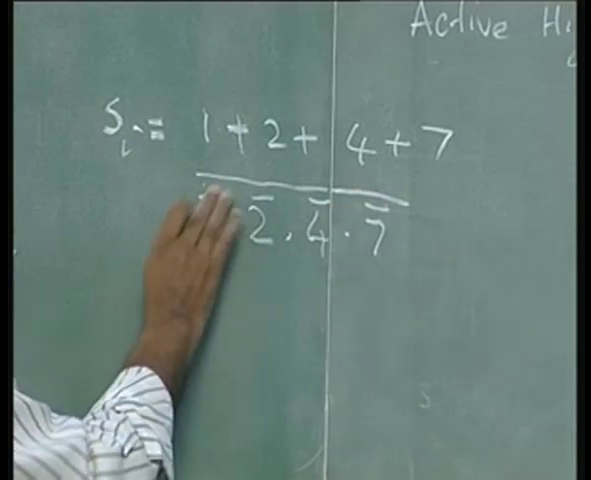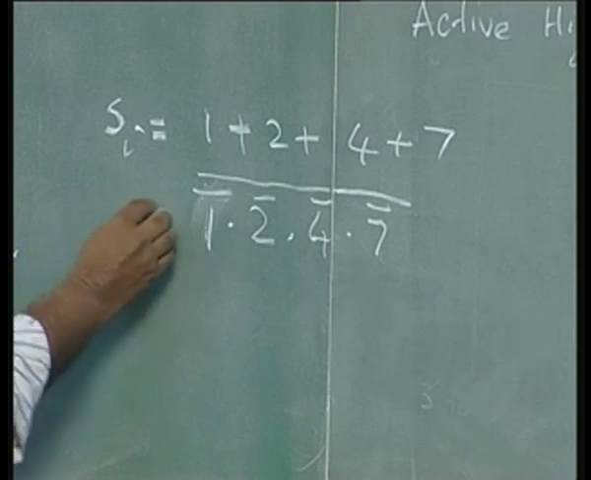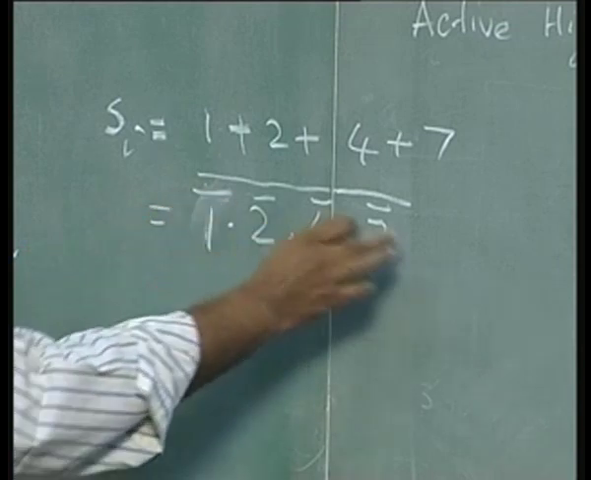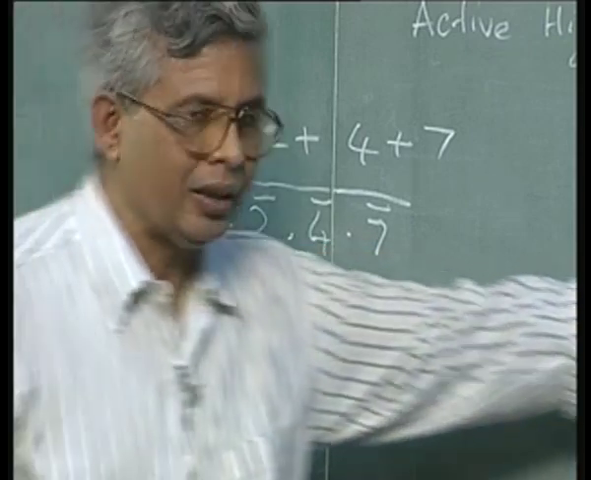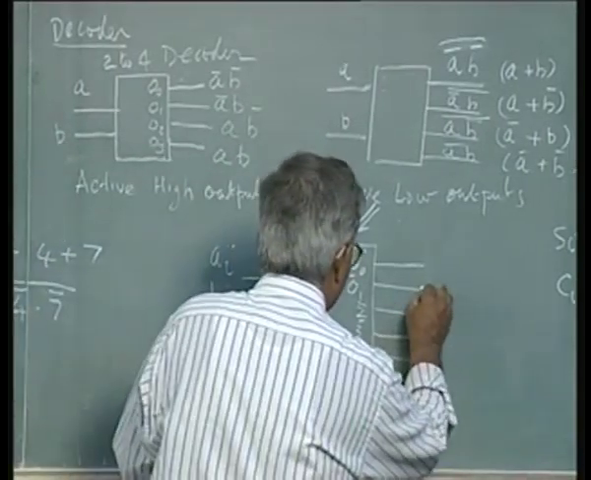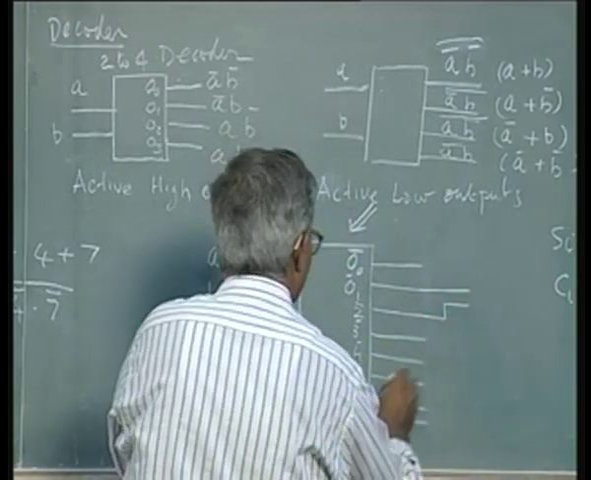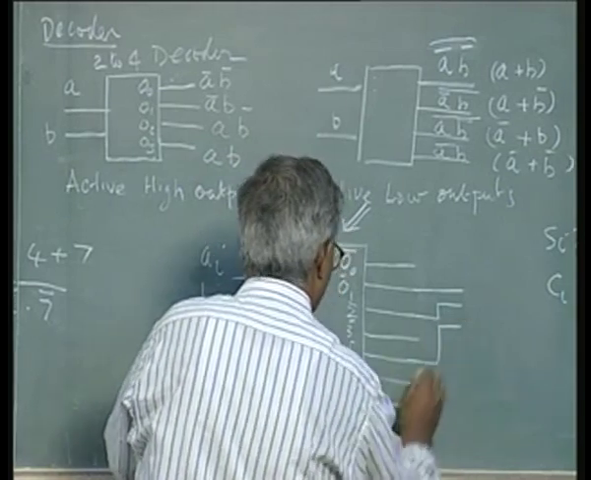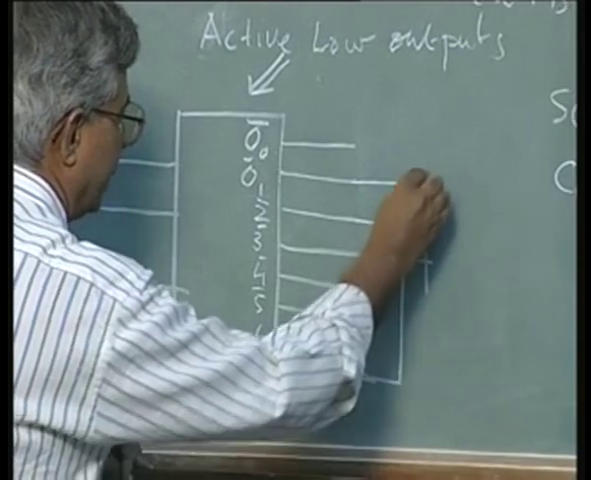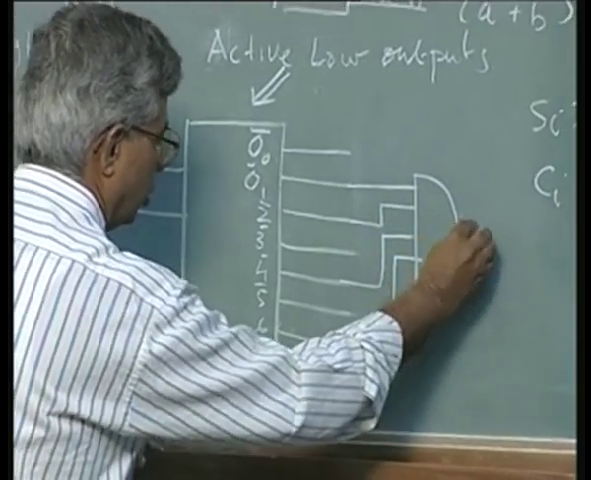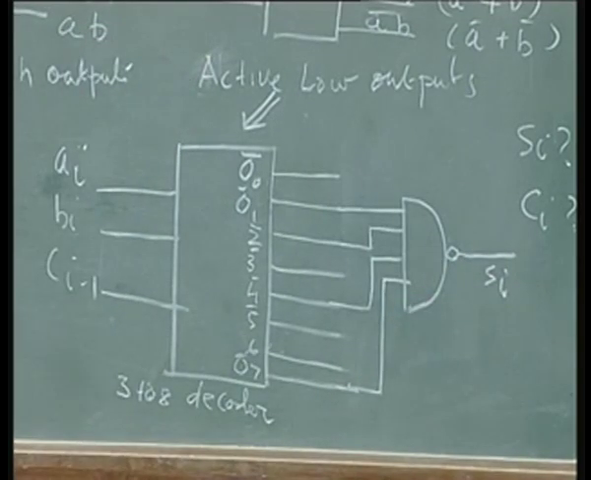If I take De Morgan's theorem, this will become 1 or 2 or 4 or 7. Since I have 1 bar, 2 bar, 4 bar, 7 bar, all I have to do is take this, take this, take this, and take this, and put them into a NAND gate.